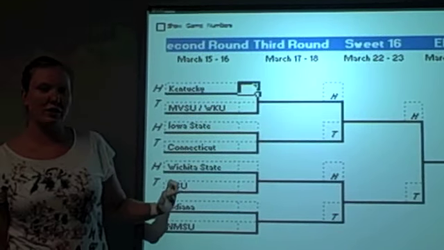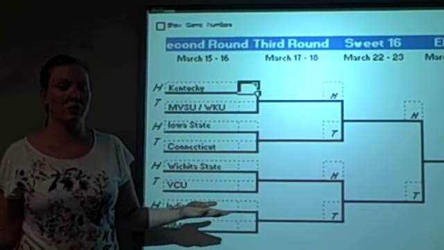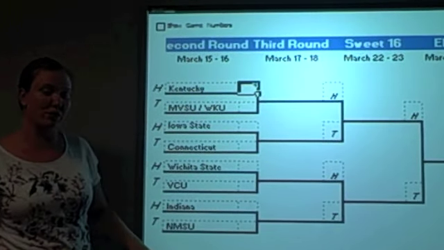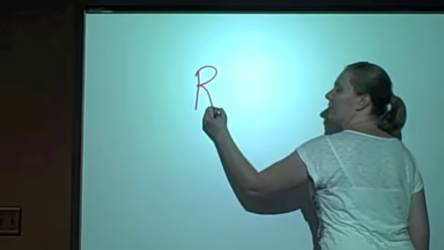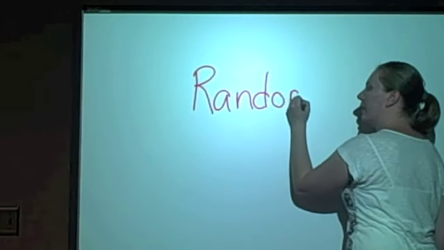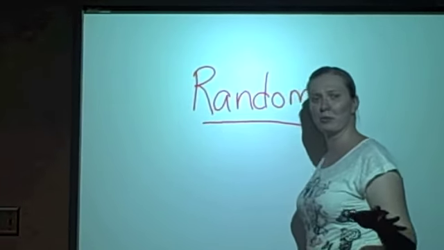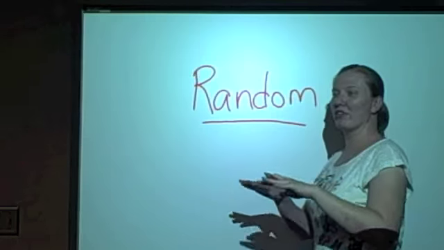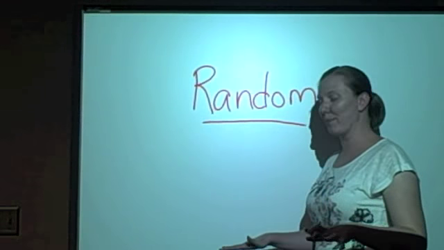Now there's different ways you can decide or predict who's going to win a game. And so the first way that we're going to do it is just by using a random method. So let's write the word random. R-A-N-D-O-M. Now who remembers what random means? That's right, random is when every possible outcome has an equal chance of happening.